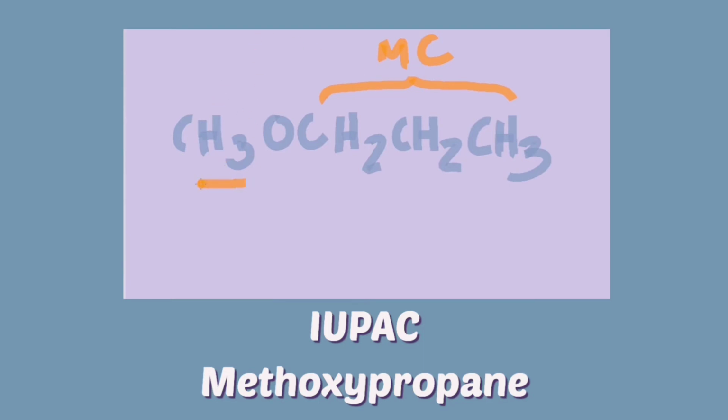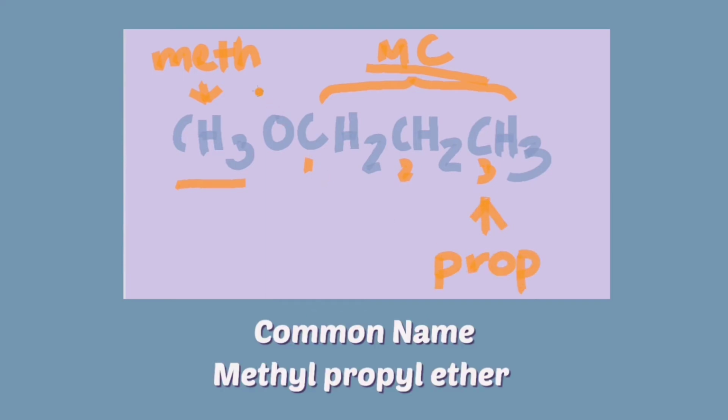That leaves the left carbon, which is only one, the attachment, and it is dubbed meth because it's only one carbon. That is why we propose the name methoxypropane, methox, because there's only one attachment, and propane because there are three carbons in the mother chain. To get the common name, methyl because there's only one attachment, and propyl because there are three carbons in the mother chain.